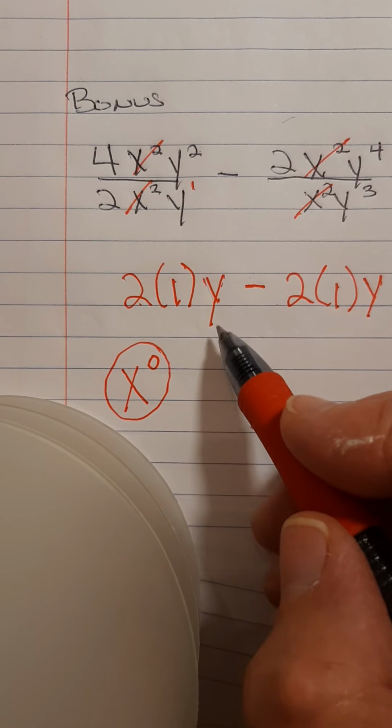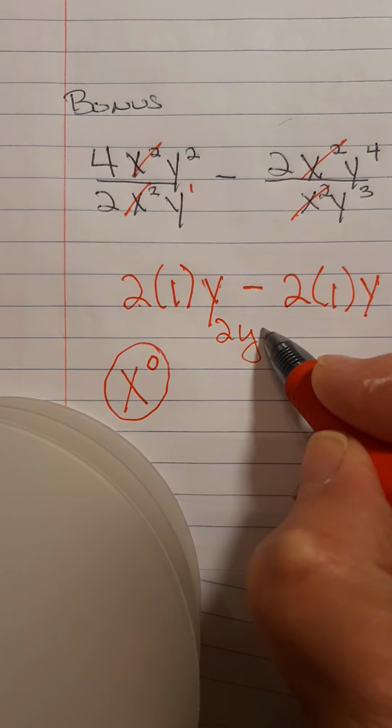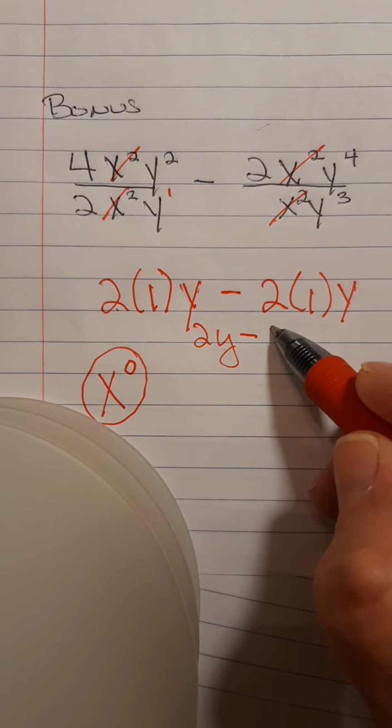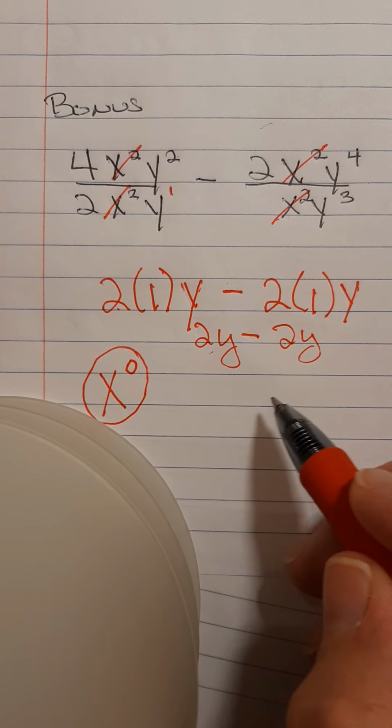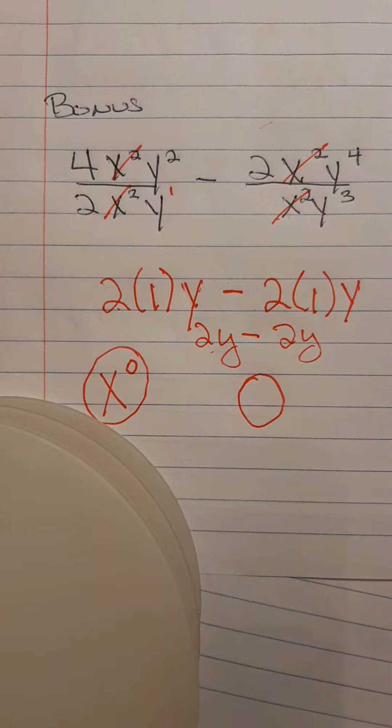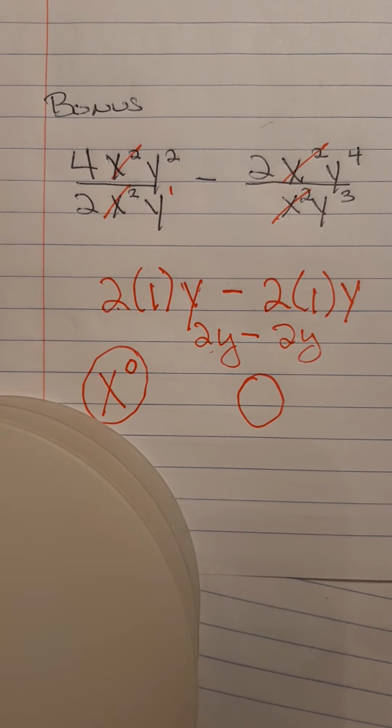2 times 1 is 2y, minus 2 times 1 is 2y. 2y minus 2y is a 0, and that was our bonus.